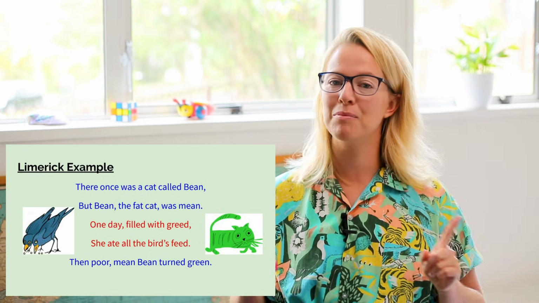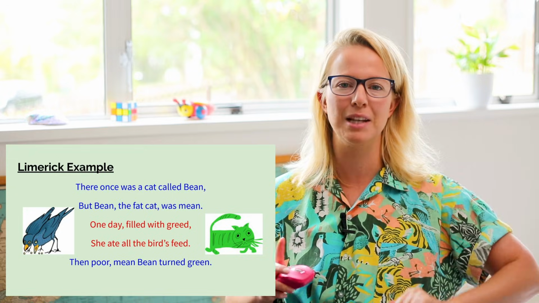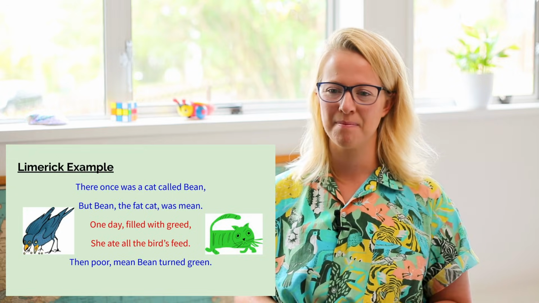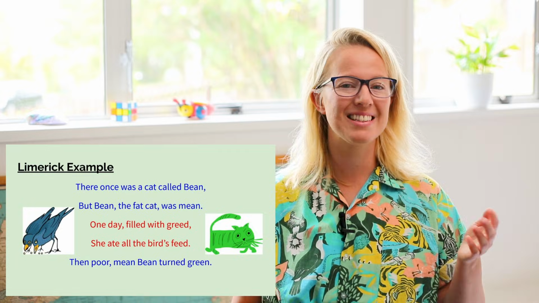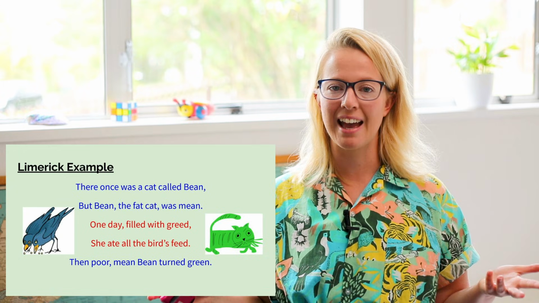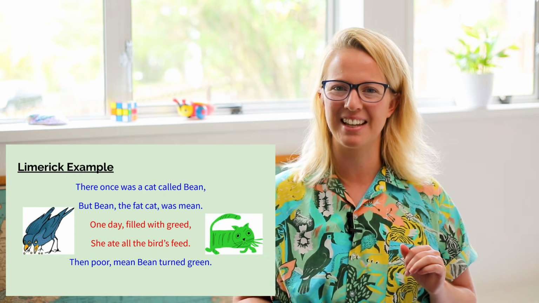So here's another Limerick example that one of my family members wrote because they wanted to get in on the Limerick fun. Here it is. There once was a cat called Bean, but Bean the fat cat was mean. One day filled with greed she ate all the birds' feed, then poor mean Bean turned green. So you can see in that picture there's a green cat and that's mean Bean that he turned green from eating all the birds' feed.